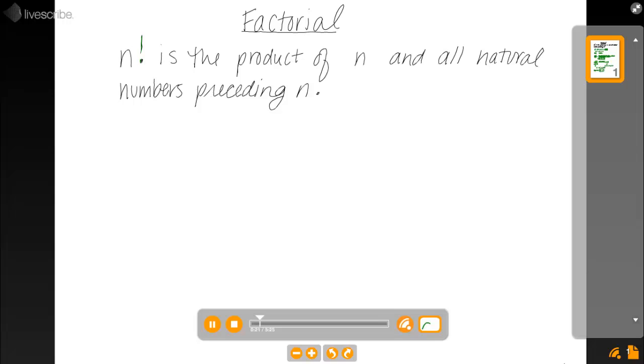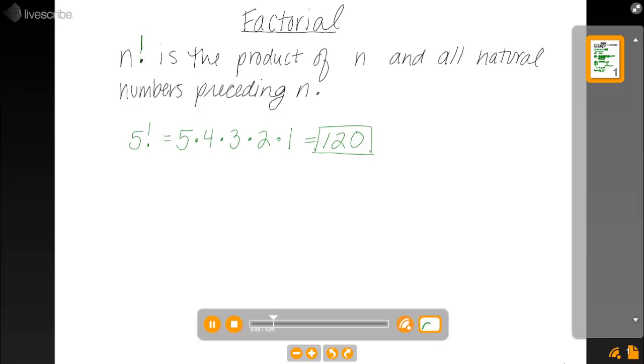So for example, if we wanted to calculate 5 factorial, we would calculate the product of 5 times 4 times 3 times 2 times 1. 1, 2, 3, and 4 are all natural numbers that precede 5, so it's basically multiplying all those numbers down to 1. Of course, we don't really need to multiply by 1, because anything times 1 is itself. This product is actually equal to, I believe, 120 if you multiplied that out.